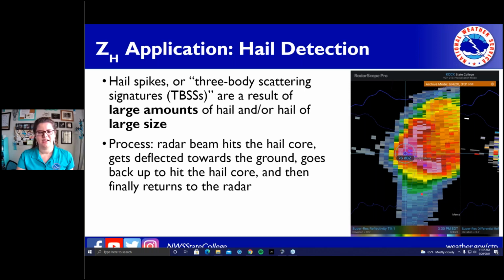We're not seeing anything happening with the storm. We're actually seeing ground right here. So this is the reflectivity of the ground, the grass, whatever is on the ground. So that's a really interesting thing about these hail spikes.